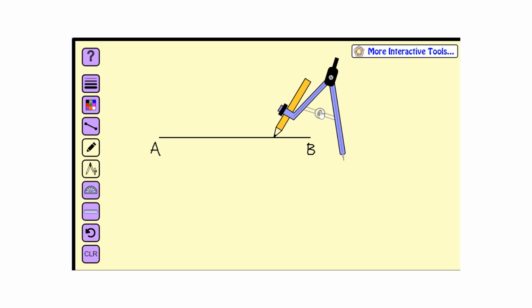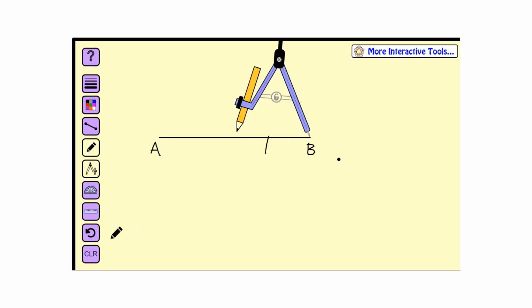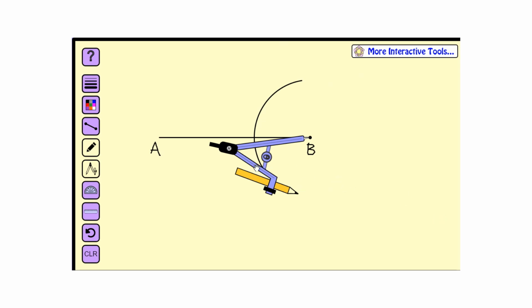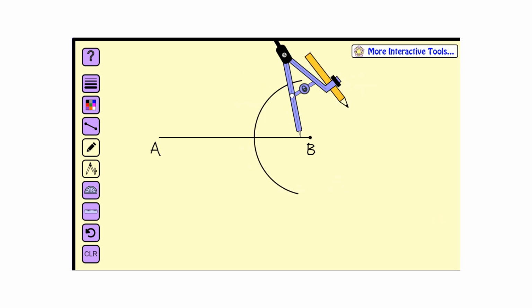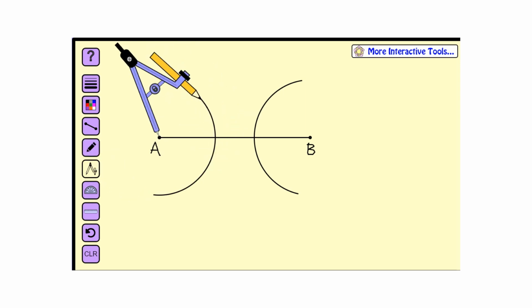Supposing you just, if you look at your compass, place the tip of your compass at point B. Supposing you just use this length. I'm going to fix it, and then let's draw an arc. After you're done, bring your compass to the other point, and then don't change the length, fix the length, and draw another arc. You see that these two arcs do not intersect each other. So you can't actually draw a perpendicular bisector.